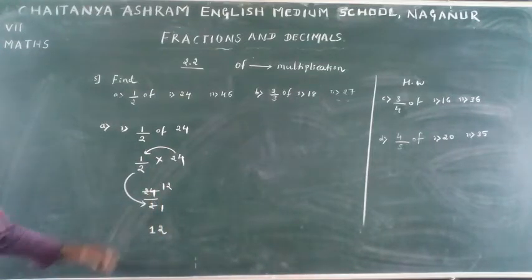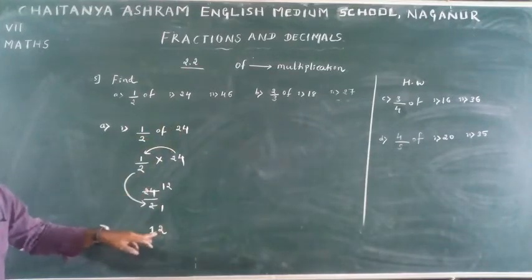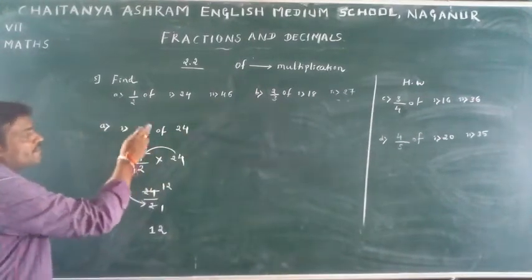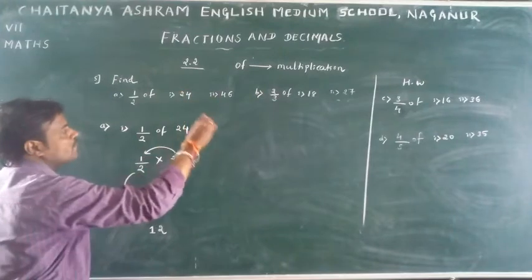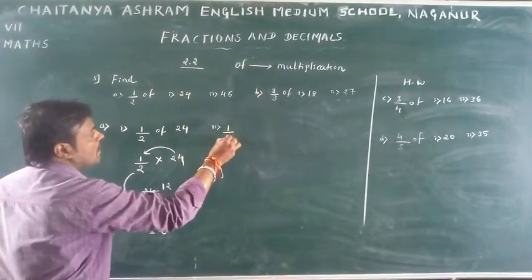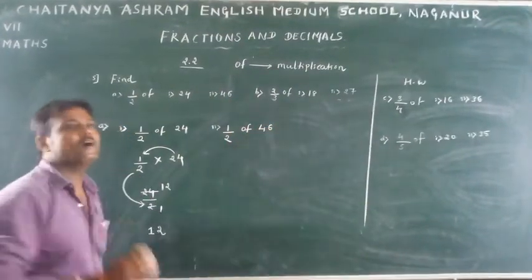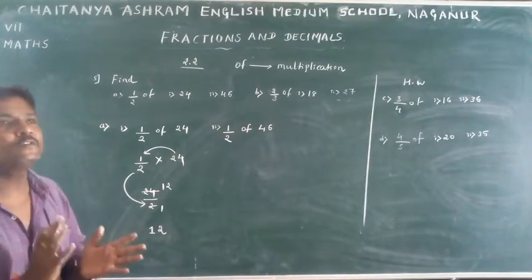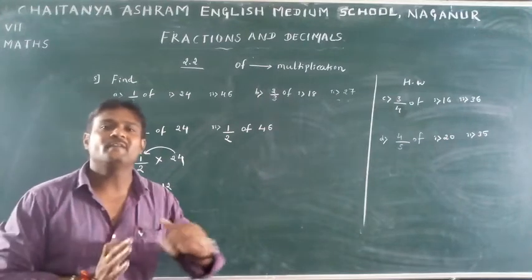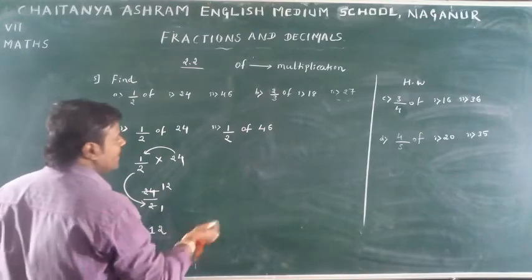So what is half, or 1 by 2, of 24? 12. Clear? Then for the same, we find this second one also. What is that? 46. So what is half of 46? Suppose we have 46 bananas. What is half of 46 bananas? 23 bananas. Okay, let's do it in another way.